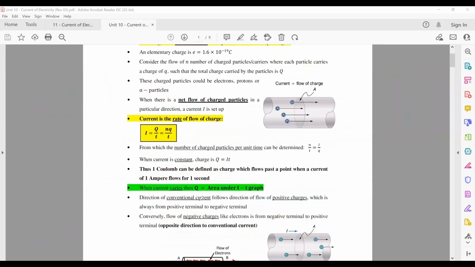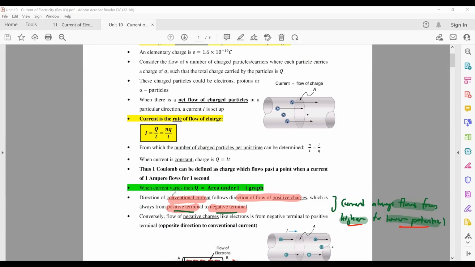Right, direction of conventional current follows direction of flow of positive charges, which is always from positive terminal to negative terminal. What we'll just mention here is that current always flows from higher to lower potential. The reason why current will always flow from positive terminal of a battery to negative terminal of a battery is mainly because it tends to flow from higher to lower potential. In AS, you won't really make use of this information, but you make use of this information more in A2 later on.